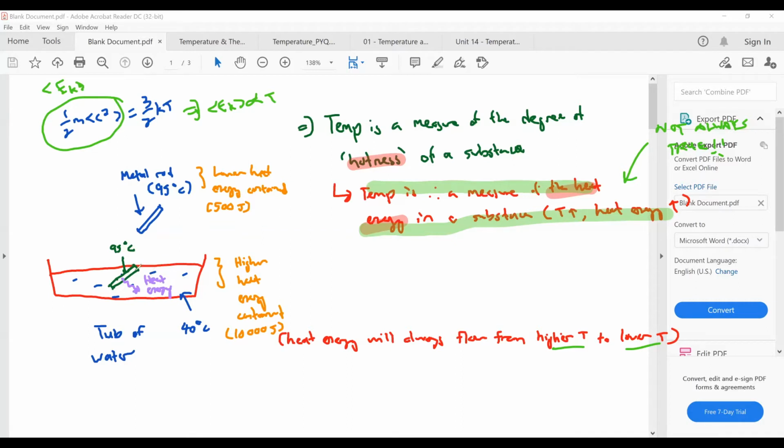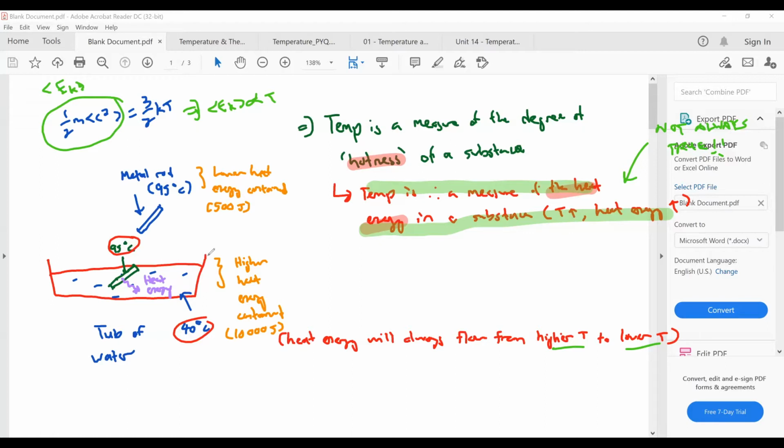Heat energy will actually flow out from the metal rod to the tub of water. So in your current case here, you will notice that although your metal rod contains a lower amount of heat energy compared to the tub of water, which contains 10,000 joules of heat energy, heat does not flow from higher heat energy to lower heat energy. It doesn't work that way. The thing that will determine which way heat energy will flow is strictly speaking the temperature. Only the temperature will determine which way heat will flow, not the heat energy.